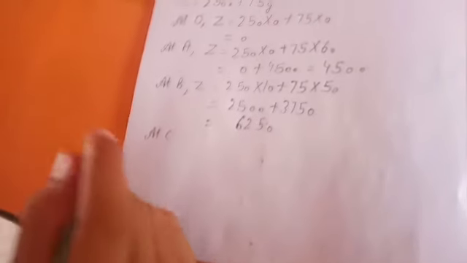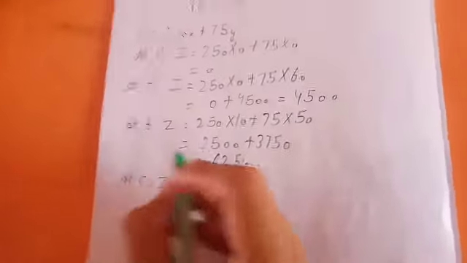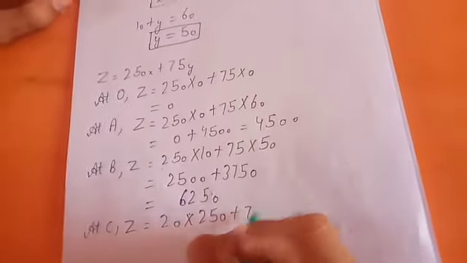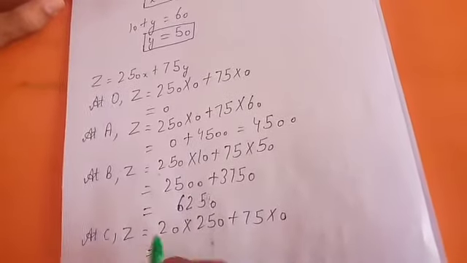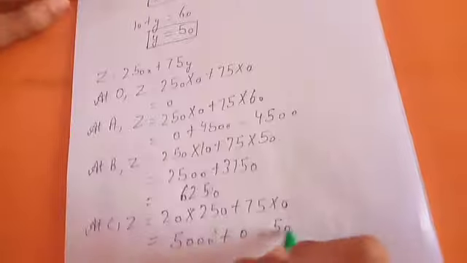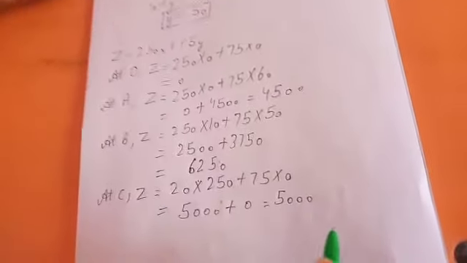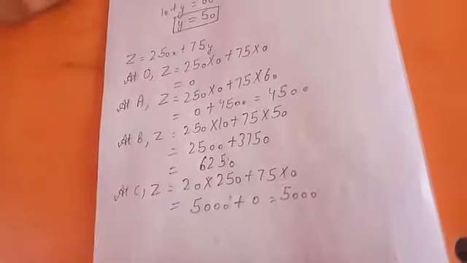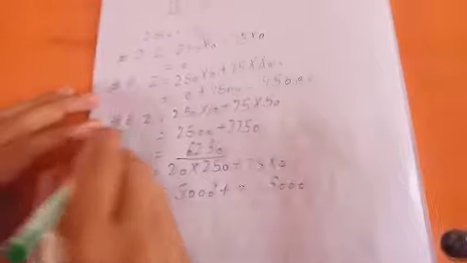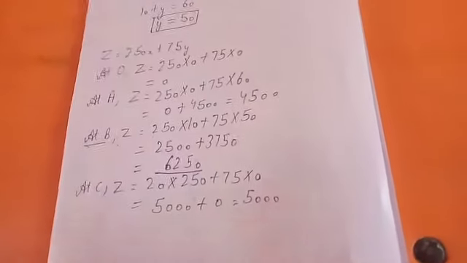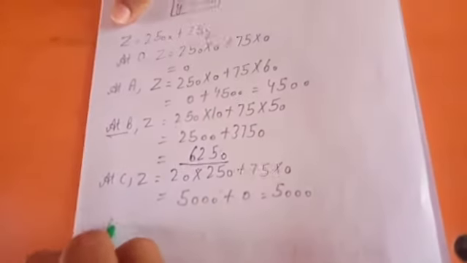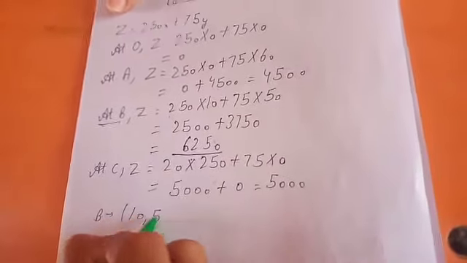What are the coordinates of C? C is 20 into 250 plus 75 into 0, that is 5000 plus 0, 5000. So out of these, where we get our maximum value? At B, that is this. And what were the coordinates of B? B coordinates were 10, 50.